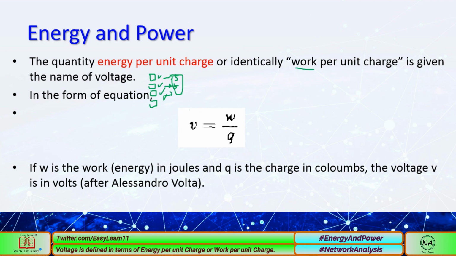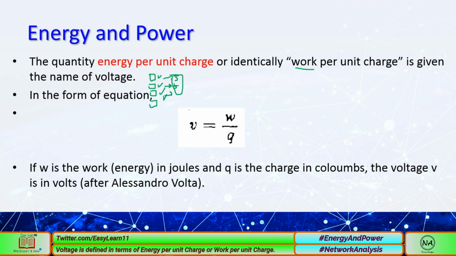Identically we can say work per unit charge, energy and work is the same thing, is given the name of voltage in this equation. So V is equal to W over Q, means voltage is equal to work, W stands for work done, Q is per unit charge divided in the denominator. Voltage is directly proportional to the work done. If more work is done, then the higher the voltage, the voltage level automatically rises.